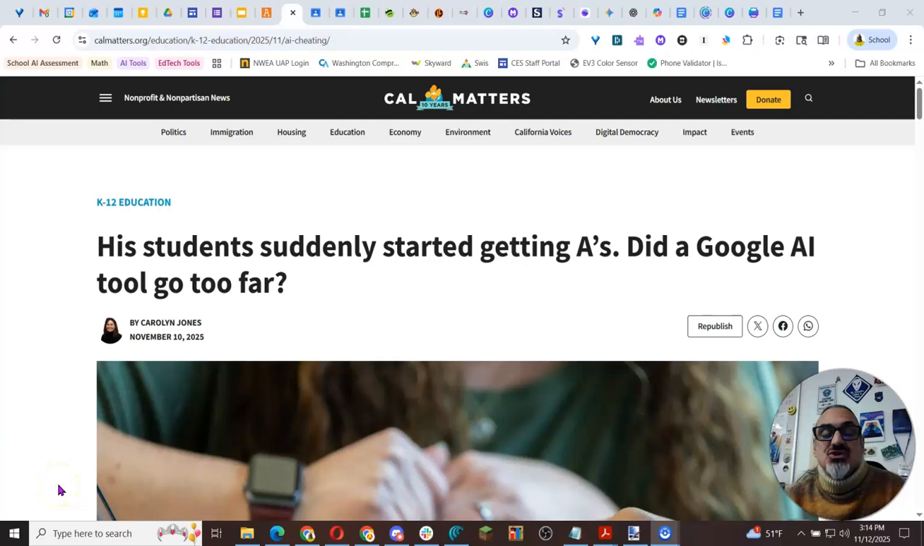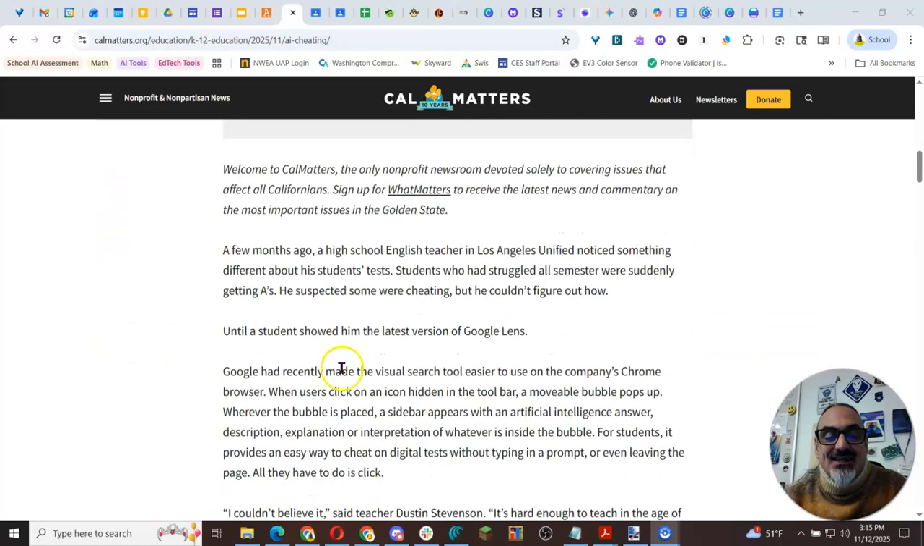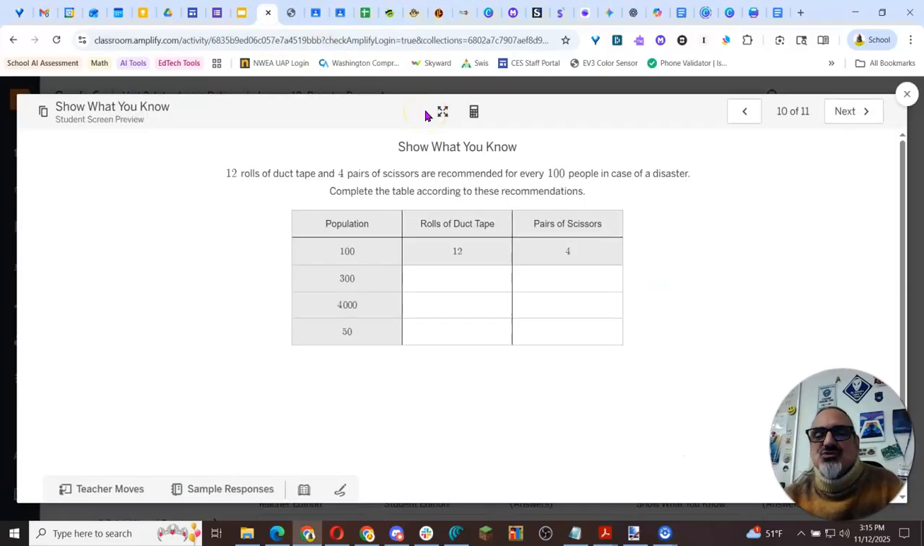So yesterday, during Veterans Day, I came across this article about Google AI going too far, and I was curious. I was like, all right, well, what's it talking about? And I found out how Google Lens has updated, upgraded, improved, whatever you want to call it. So I'm like, all right, well, let's see how this works.